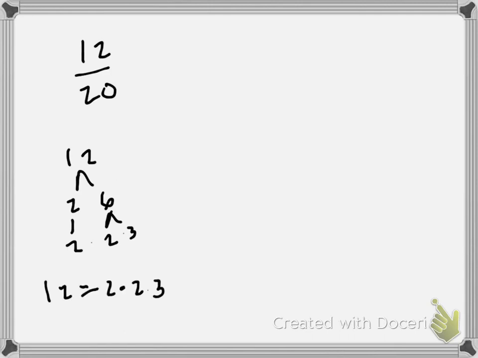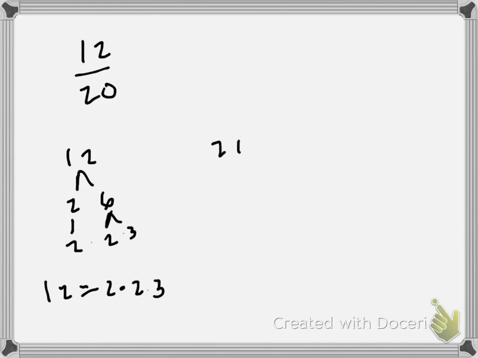So if I have a problem like 12 over 20, I'll tell you right now, this is not in its simplest form. We're going to be able to write a fraction that is simpler out of this, and we're going to use those prime factorizations to help us. I'm going to start with this 12, and I'm going to break it down. Well, 12 is 2 times 6, and 6 is 2 times 3. That 2 is prime, so I can bring it on down. So 12 is 2 times 2 times 3.